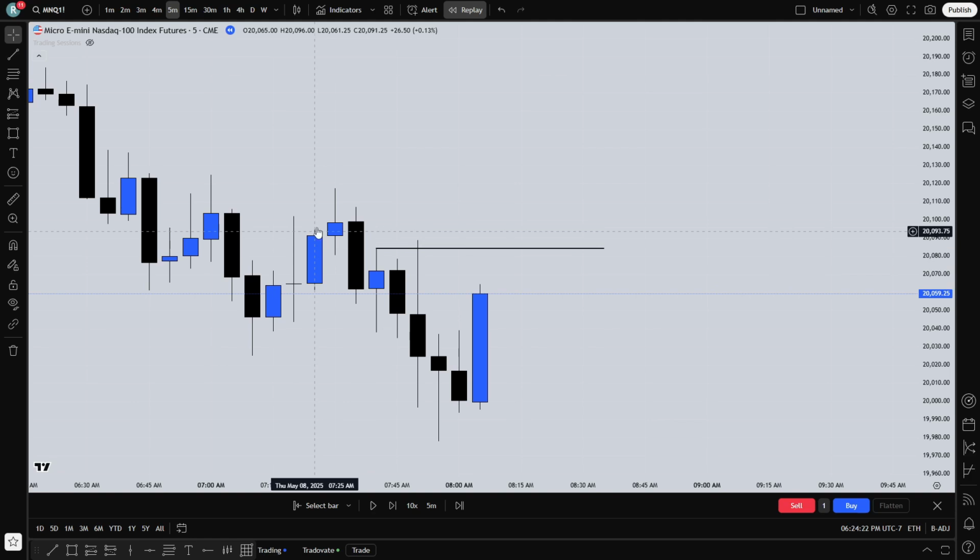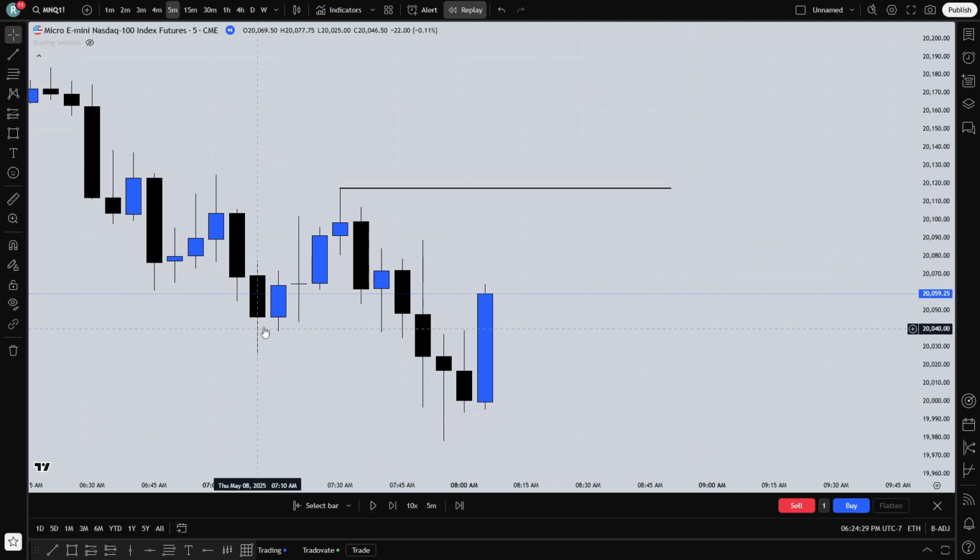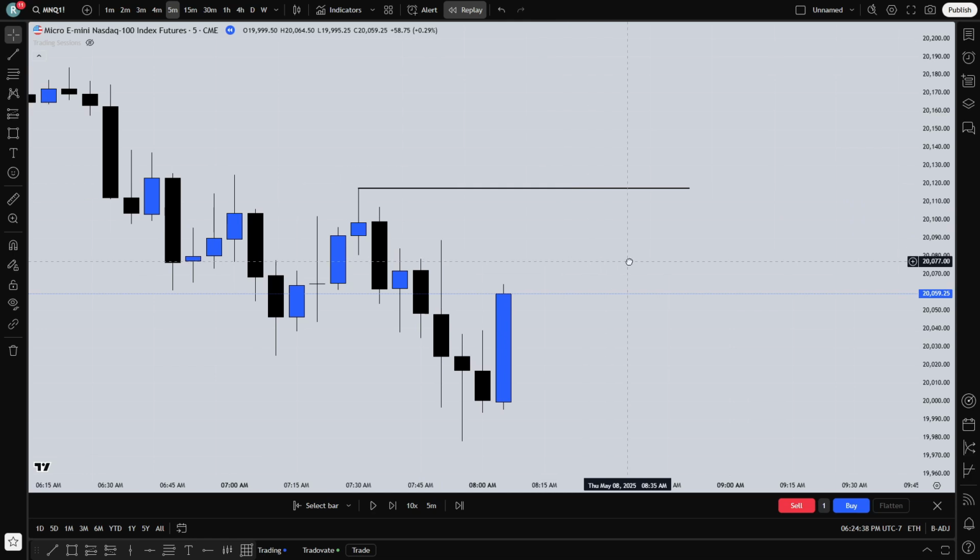We have multiple candles here, right? So in order for this to count as a market structure shift, I want to see a nice pullback followed by a series of candles right here. Boom. I want to see price close above this. This will count as a market structure shift.